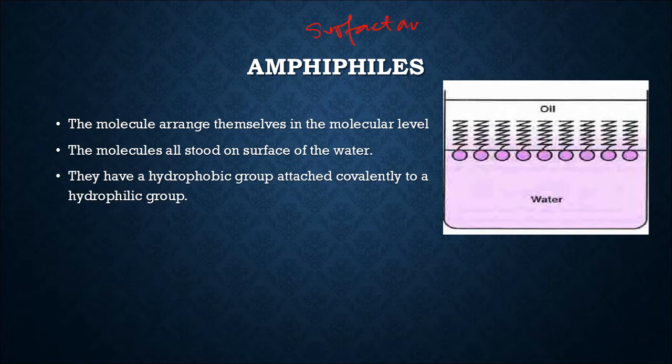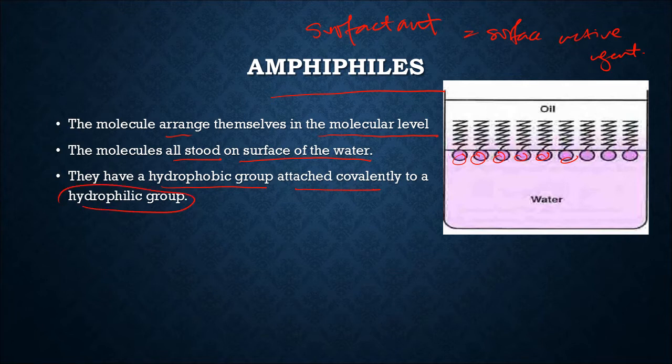So the simple but informative experiment performed by Langmuir gave rise to what you call surfactants, which is a surface active agent. A surfactant is an amphiphile where the molecules arrange themselves at the molecular level, where all the molecules stand on the surface of water. This is how they actually stand on the surface of water, and they have the hydrophobic group that is attached covalently to the hydrophilic group, which is attached to the water.